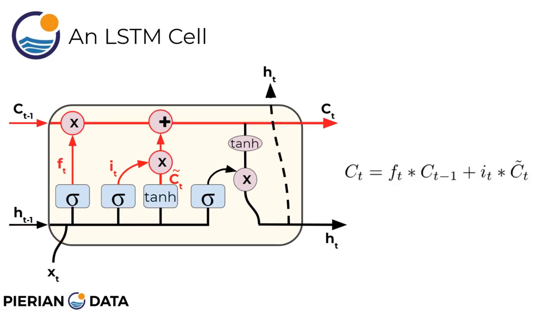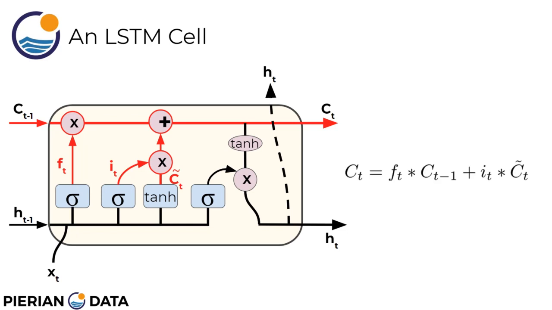Then, it's now time to update the old cell state, which is c of t minus 1. So, in order to calculate the new cell state, c of t, that we're going to end up outputting, we have c of t is equal to f of t multiplied by c of t minus 1, and then we're going to add i of t times those new candidate values.